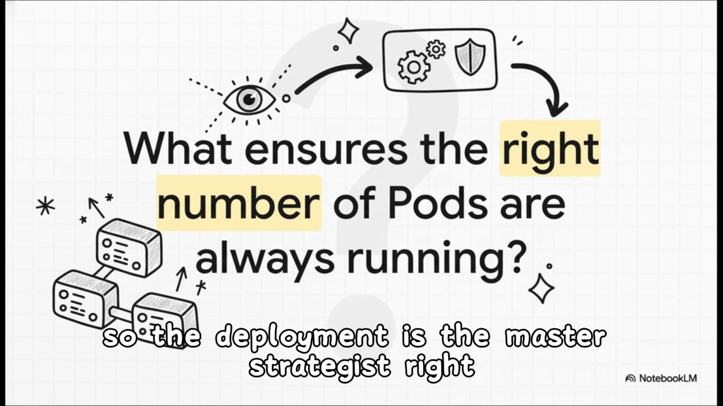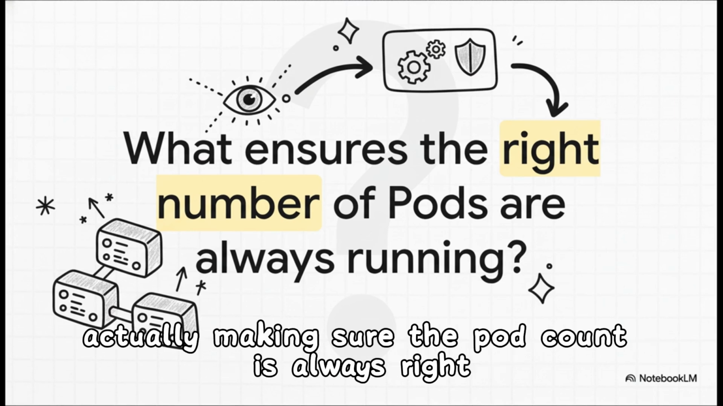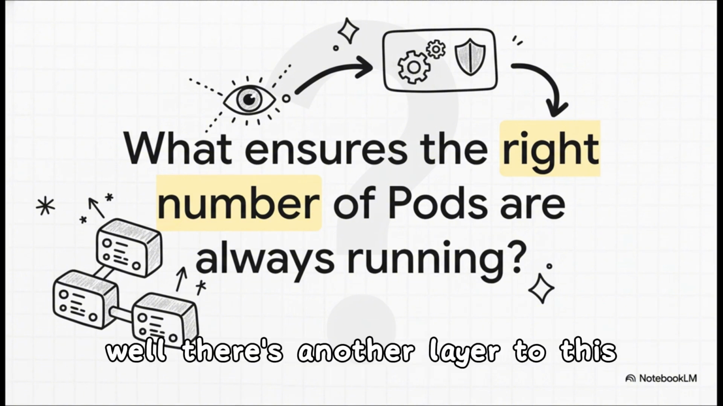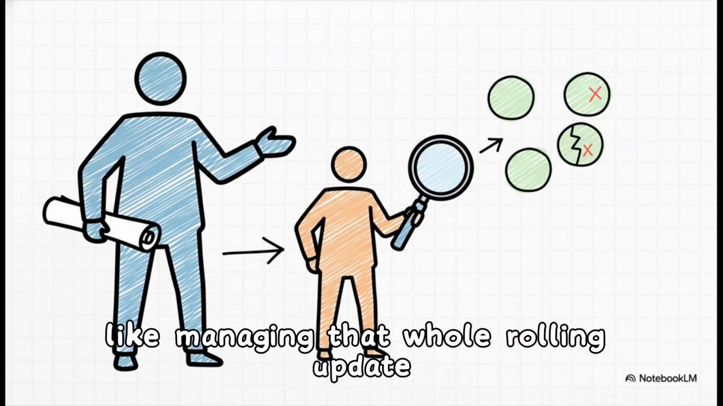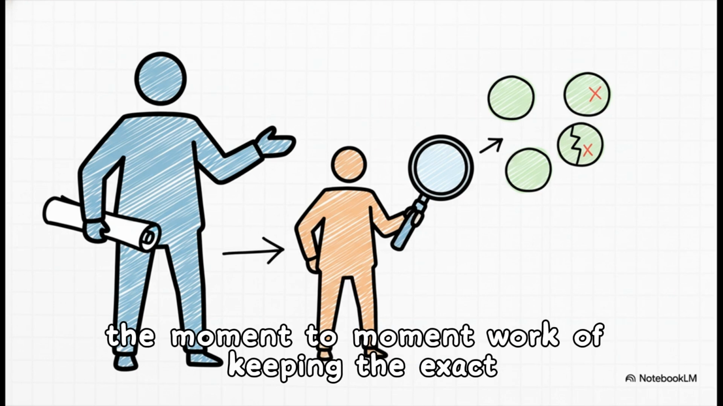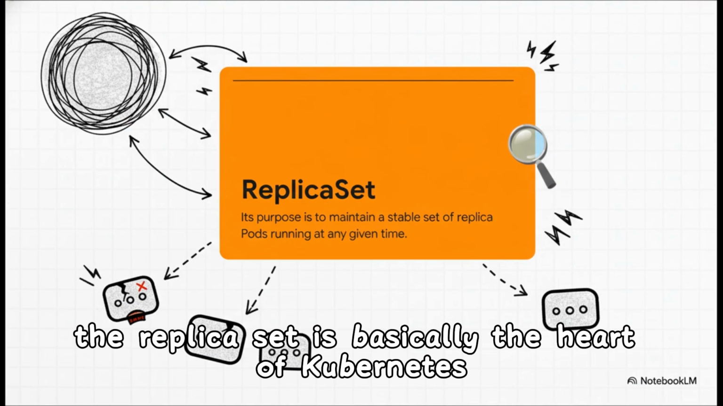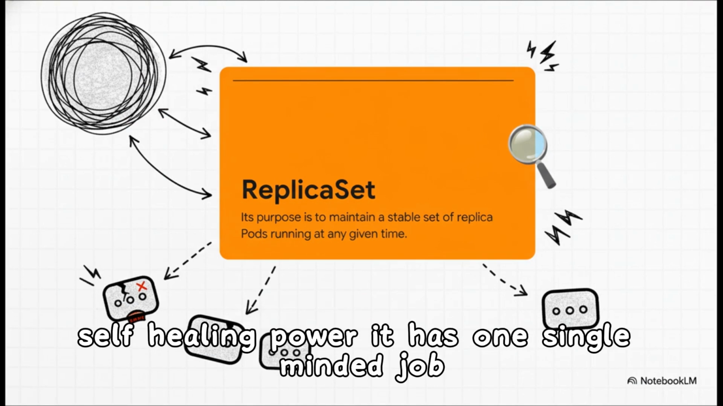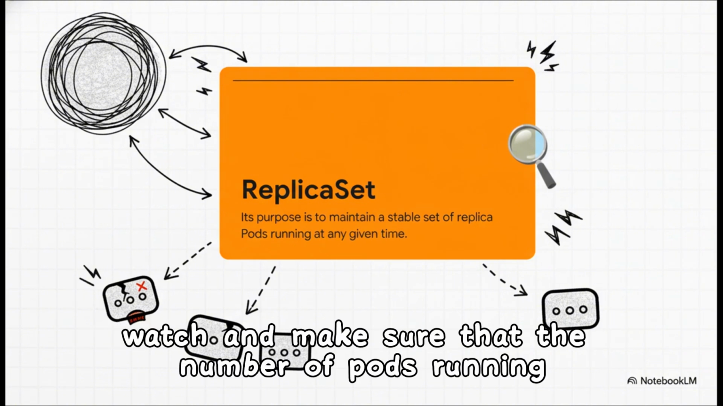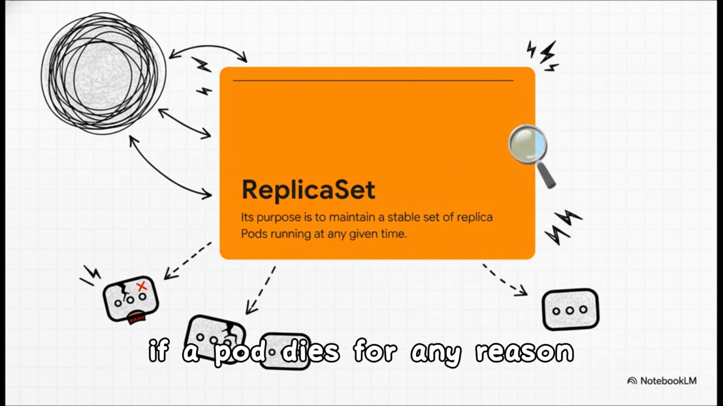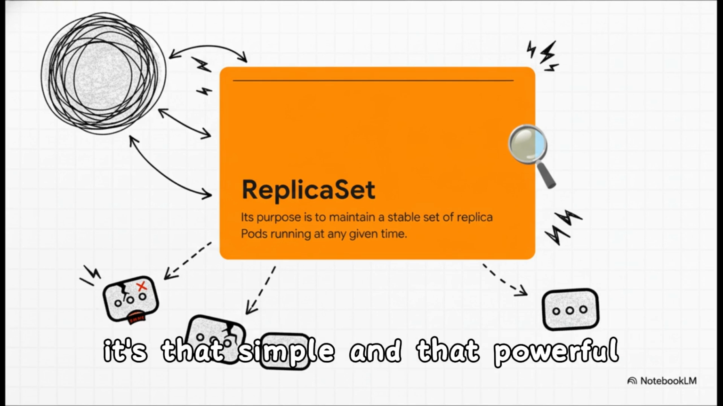So the deployment is the master strategist, right? It plans out the update. But who's the one on the ground actually making sure the pod count is always right? Well, there's another layer to this. Here's the secret. A deployment's job is the big picture, like managing that whole rolling update. But it delegates the moment-to-moment work of keeping the exact number of pods running to another resource called a ReplicaSet. The ReplicaSet is basically the heart of Kubernetes' self-healing power. It has one single-minded job: constantly watch and make sure that the number of pods running matches the number you asked for. If a pod dies, for any reason, the ReplicaSet immediately tells the control plane to spin up a new one. It's that simple and that powerful.